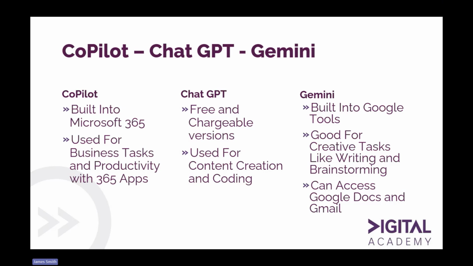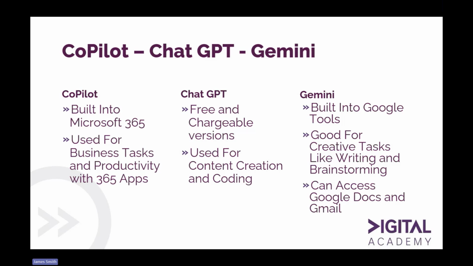So differences between Copilot, ChatGPT and Google's Gemini. So as I'd mentioned, Copilot is built into Microsoft's 365 ecosystem, as they call it. So Copilot, it's used for business tasks, productivity within 365 apps. ChatGPT, there are two versions. There is a free and there is a chargeable version. Used for content creation, so document creation. If you're using it for coding, you can help it with writing code.